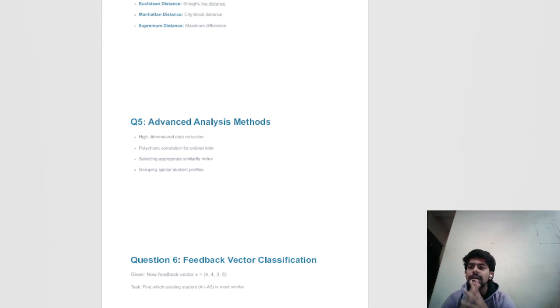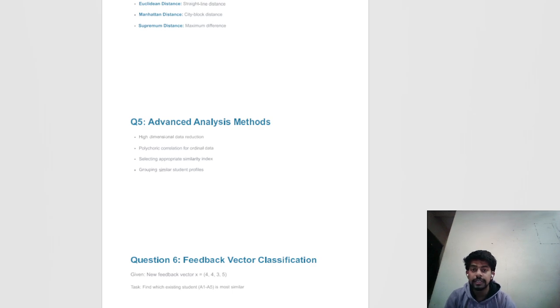When dealing with the student feedback, we encounter three types of data. Nominal data includes categorical variables like gender, male or female, or departmental codes. Ordinal data consists of Likert scale ratings ranging from poor to excellent. Quantitative data includes numerical values like age, test scores, or course duration. Each of these types requires specific handling when calculating distances.